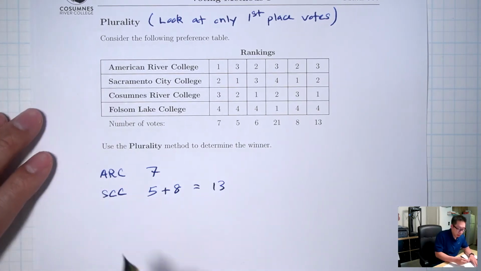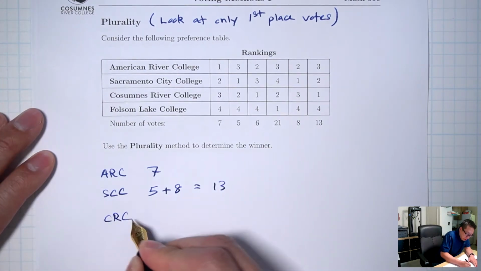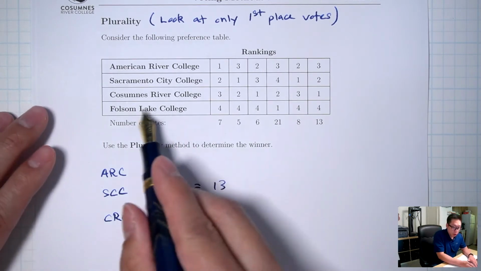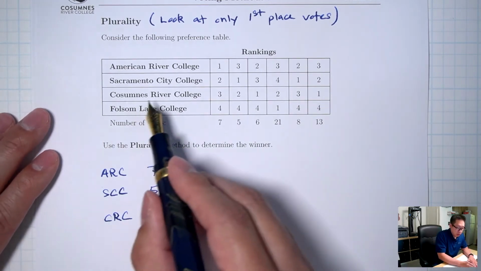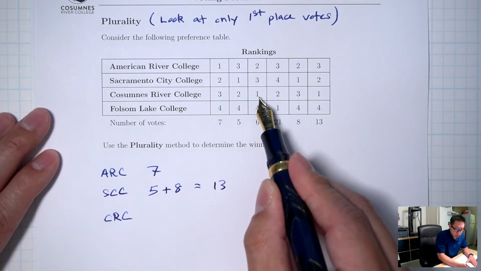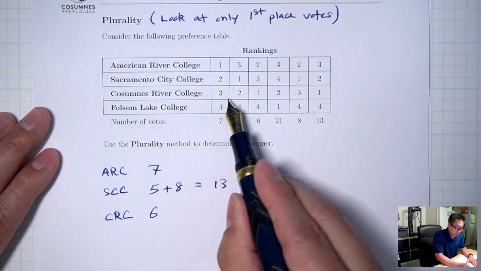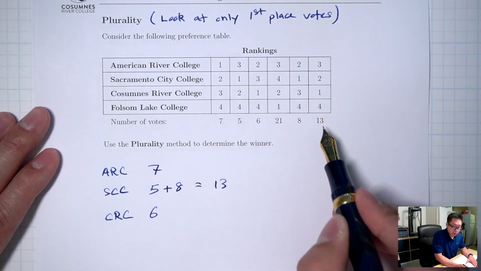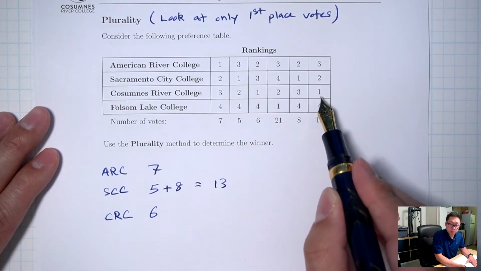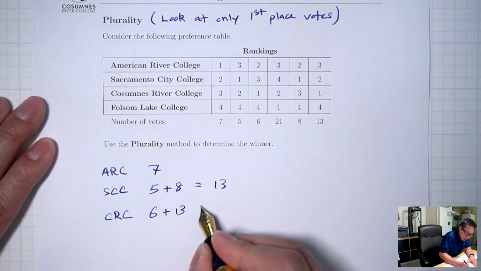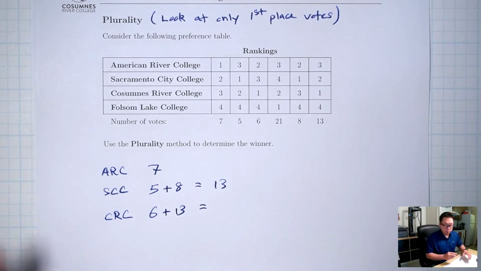Next up, CRC. How many people voted CRC first place? Look for the 1s in the CRC row. These 6 people voted CRC first. Are there others? Yes. These 13 people also voted CRC first. So CRC gets 6 plus 13, which is 19 votes.